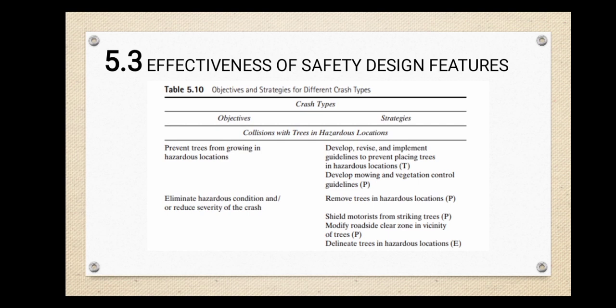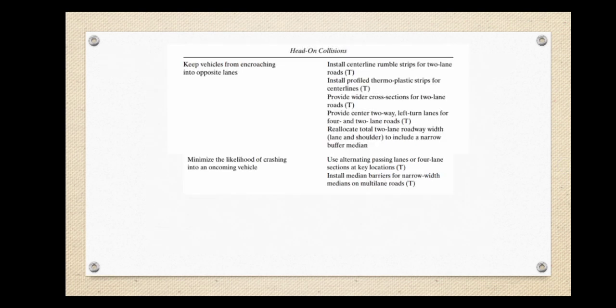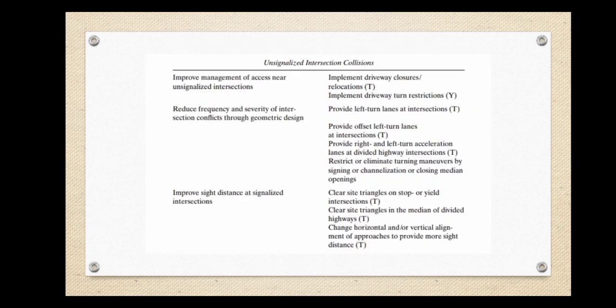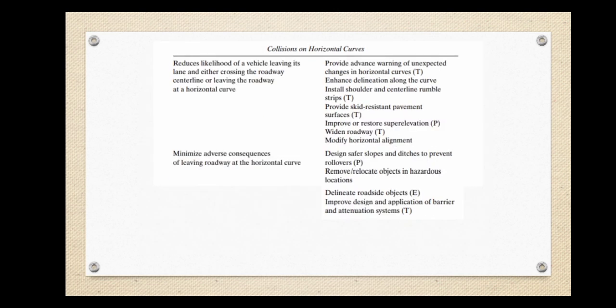So, we have here different crash types, and each of them has different objectives and strategies. The first crash type is collisions with trees in hazardous locations. Next are head-on collisions, unsignalized intersection collisions, collisions on horizontal curves, collisions involving pedestrians, and collisions at signalized intersections.